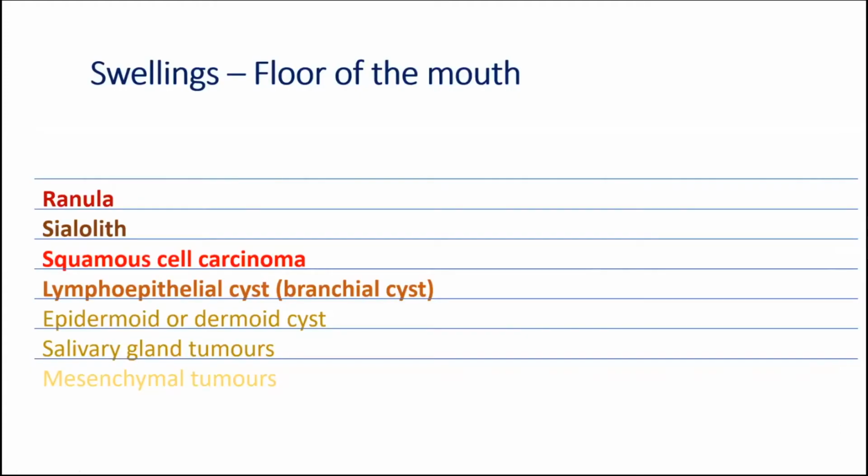So floor of the mouth swellings: ranula, which is a mucocele in principle, sialoliths, squamous cell carcinoma, lymphoepithelial cyst or branchial cyst, epidermoid or dermoid cyst, salivary gland tumors again, and mesenchymal tumors are the most common entities.